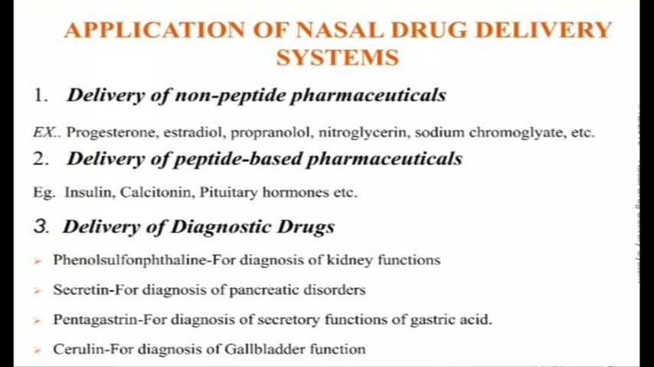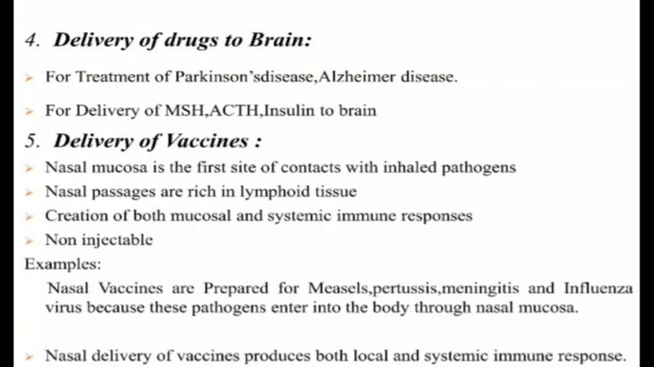First one, delivery of non-peptide pharmaceuticals. Example, progesterone, estradiol, propranolol, nitroglycerin, sodium cromoglycate, etc. Second one, delivery of peptide-based pharmaceuticals: insulin, calcitonin, pituitary hormones, etc. Third one, delivery of diagnostic drugs, such as secretin for diagnosis of pancreatic disorders, etc. Fourth, delivery of drug to brain for the treatment of Parkinson's disease and Alzheimer's disease, and for the delivery of MSH and insulin to brain. Fifth one, delivery of vaccine.